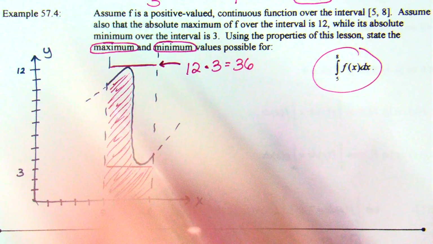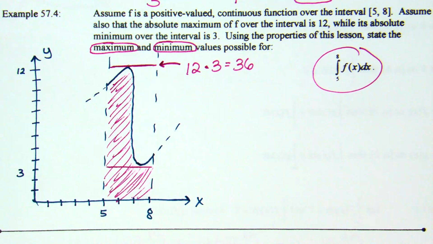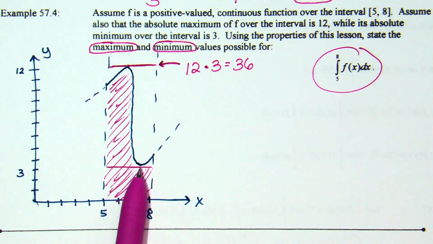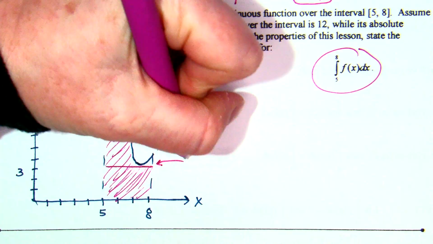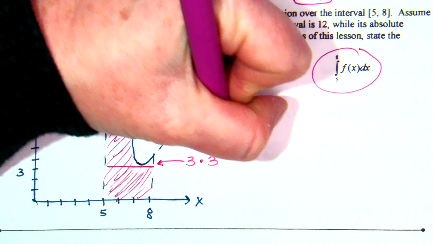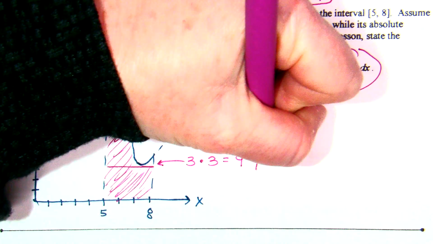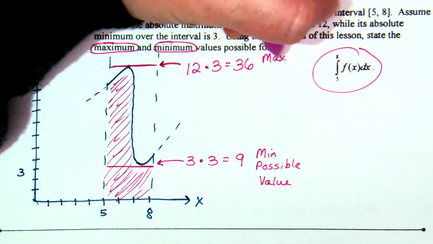Now, not likely to actually be at the maximum, but right there, that's the highest point, yes? What about if we're at the lowest point? It's a height of 3 times a width of 3, and 3 times 3 is 9. So 9 is my minimum possible value. I forgot to write it up here. 36 was my maximum possible value.